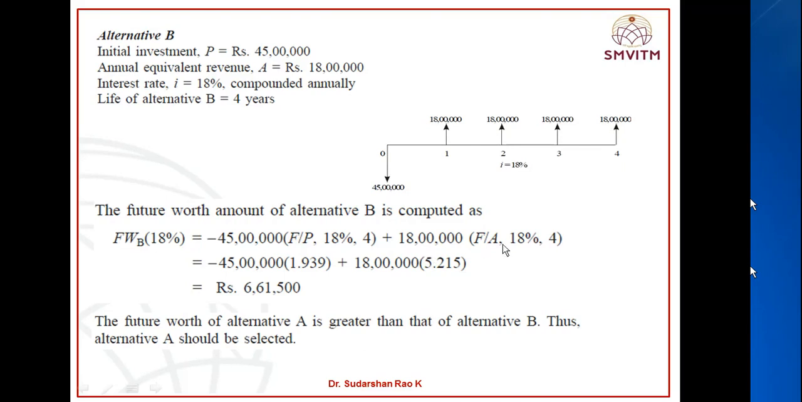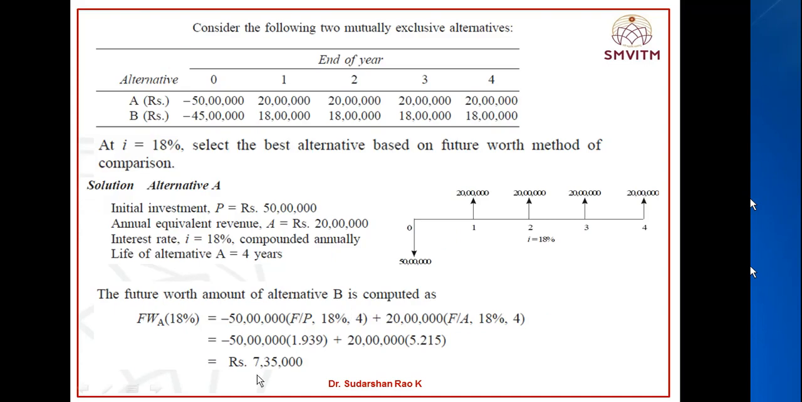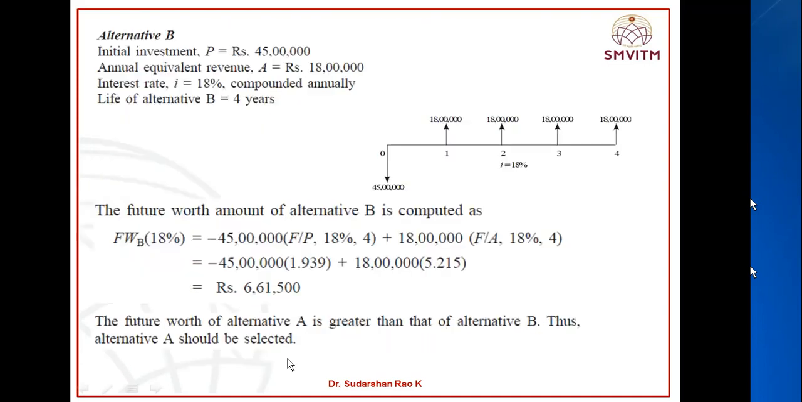This annuity should be converted into the future value, that is, A into F by A, 18% 4. The values are 1.939 and 5.215 respectively. Therefore, the revenue is 6,61,500. Among these two alternatives, A and B, the future worth of alternative A is greater than B. Therefore, A should be selected because it is 7,35,000 for alternative A and 6,61,500 for alternative B. The revenue is more for A than B, so alternative A is selected because of the higher returns.